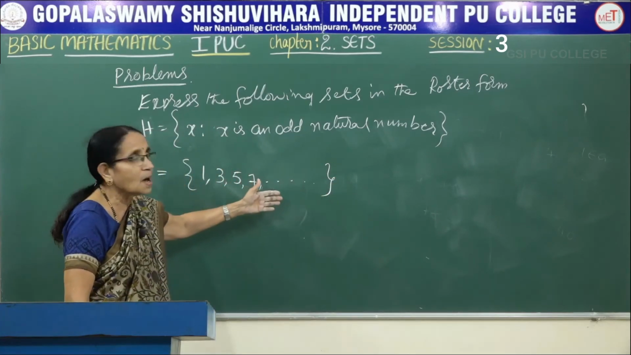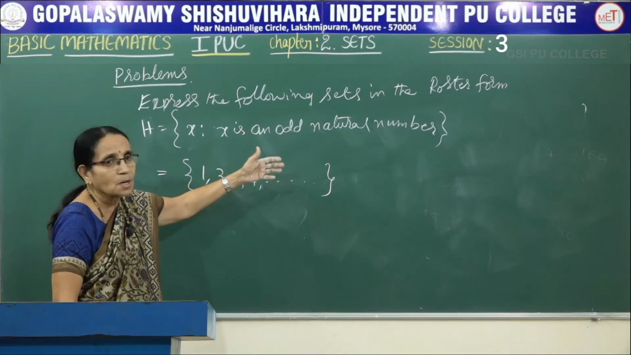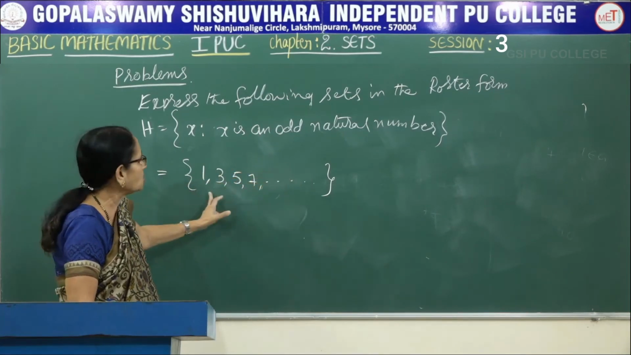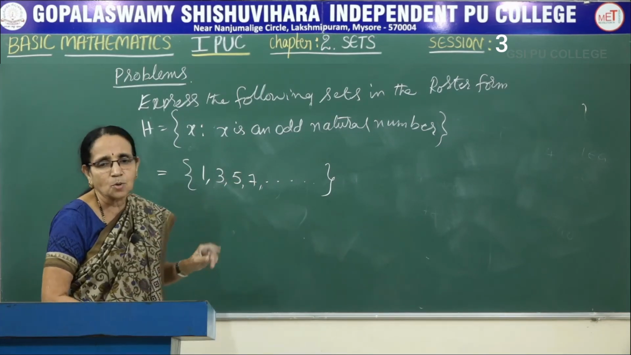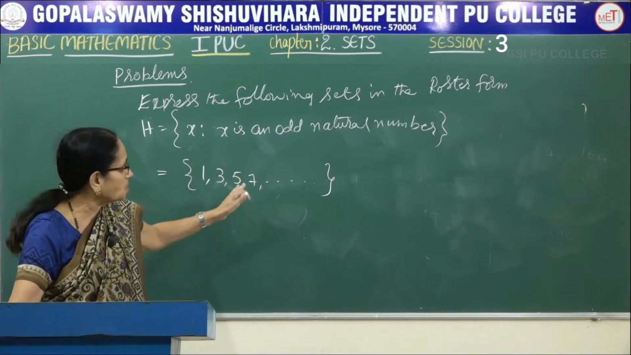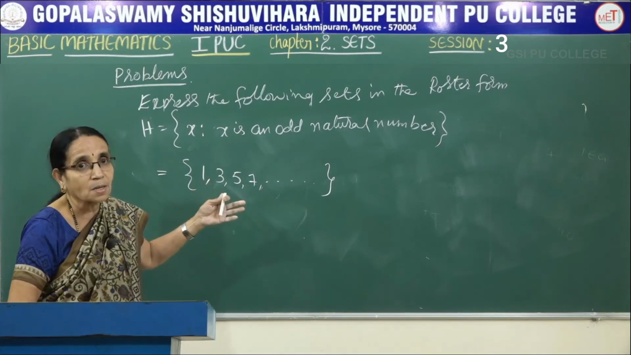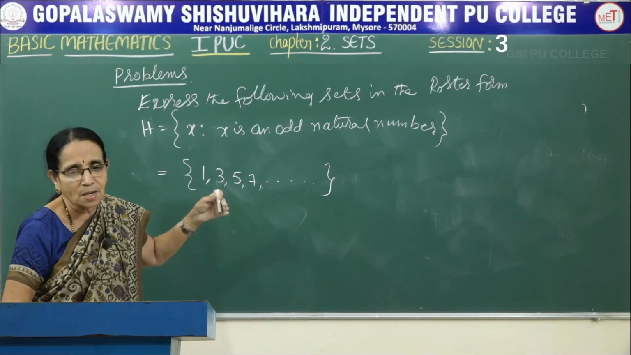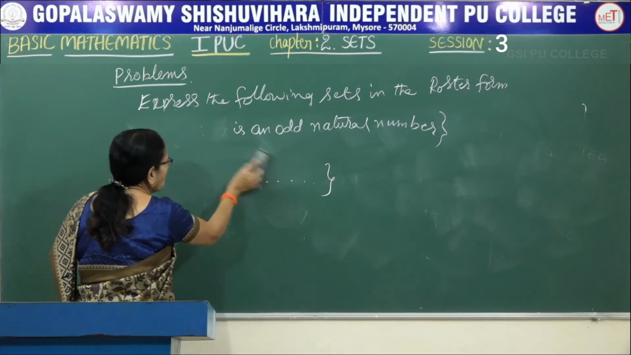Because we cannot write the last element here. Suppose another condition is given, less than 43, less than 44, something like that, then you should write the exact number of elements. In this case, directly you can write the elements and put dashes here, because we cannot write the last element, as no other condition has been specified in this particular problem.